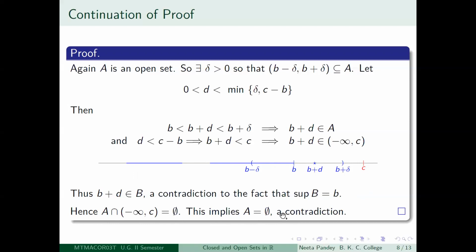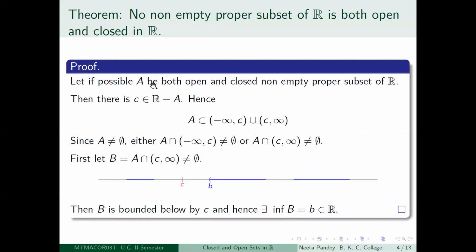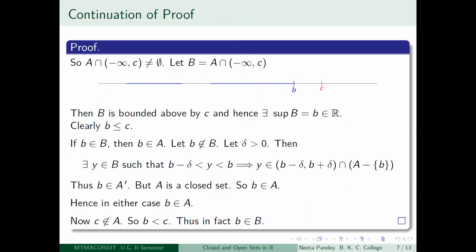But this is a contradiction to our basic assumption from where we had started, that capital A is a non-empty proper subset of R, which is both open and closed. So this statement is false. So therefore, the statement that if you have a subset of R which is both open and closed, then it has to be either the empty set or the set of real numbers, this statement is true. Therefore, this theorem is true. I hope this is clear.